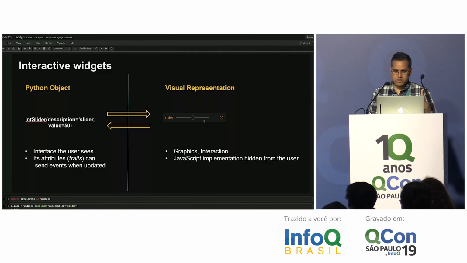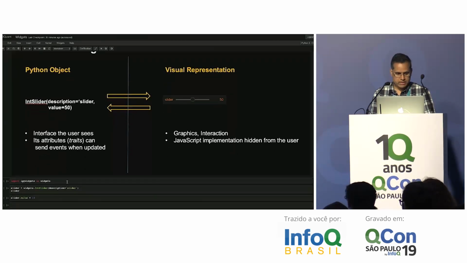One nice thing about this widget is that the JavaScript is totally hidden from the user. But that's what provides all the interactivity. And the user just deals with the Python attributes. And when the attributes are changed, some events are sent. And by capturing those events and registering callbacks, you can create the interactivity. So let me show you an example here.